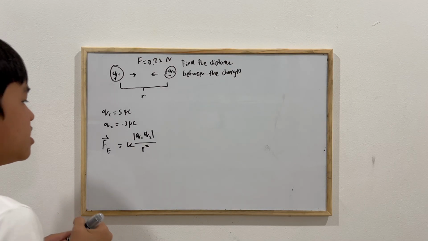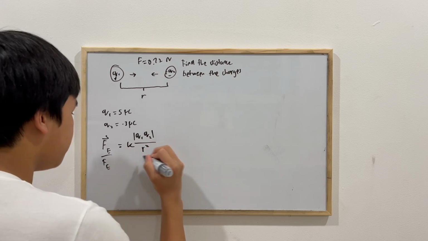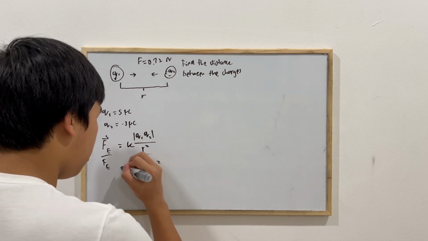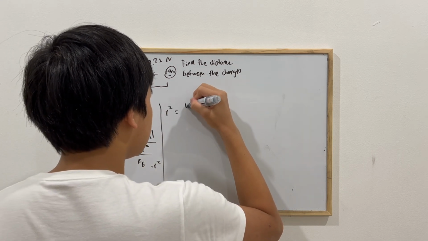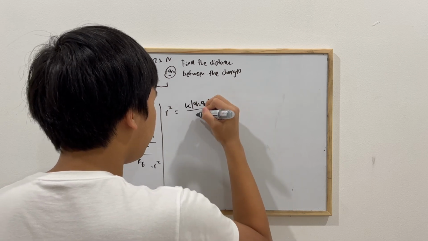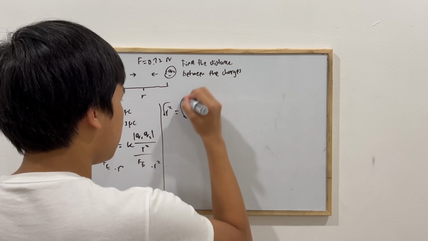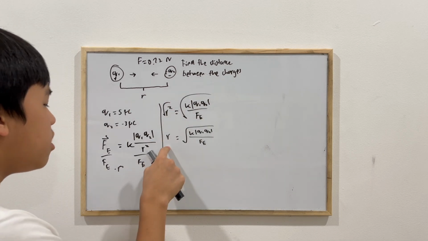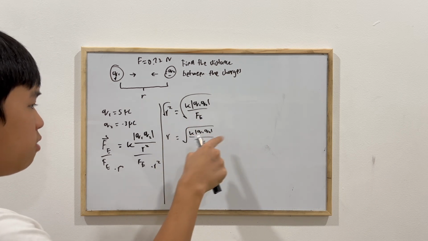If we want the distance, we have to derive an equation for it. So first, I'm going to divide the electric force by both sides, and then I'm going to multiply r squared to both sides. We're going to get an equation: r squared equals k times absolute q1 times q2 over the electric force. And to get r alone, we're just going to square root both sides. So our final equation for distance between the two particles is going to be r equals square root of k times absolute q1 times q2 over the electric force.